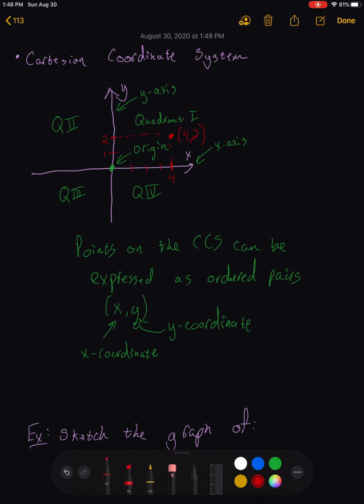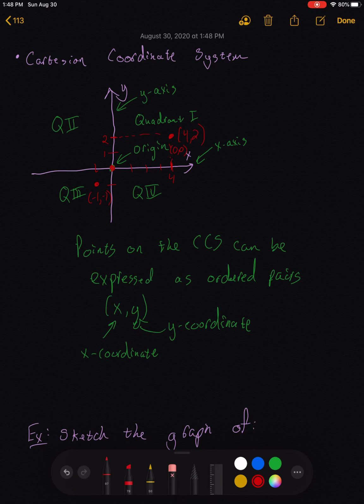Our values originate at the origin. So this is where both x and y are 0. So the origin is the point (0, 0). And if we move to the left or down, these would be negative values. So suppose I looked at this point here, where I go to the left 1 and I go down 1. This would be the point (-1, -1).